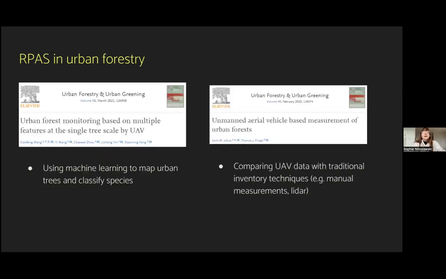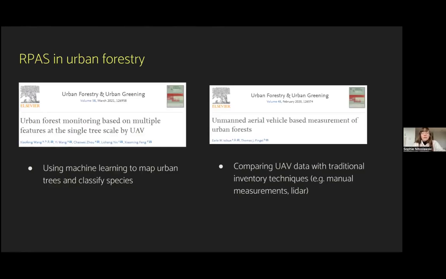thus far. So using machine learning to map urban trees and classify species, that's kind of what we're going to be hoping to do now. So that's pretty exciting. And that's really recent. That was only published last year. And then comparing drone data with more traditional techniques that have been used in urban forestry and figuring out accuracy and precision and how drones can add to that level of data to allow people working in urban forests to better make decisions.